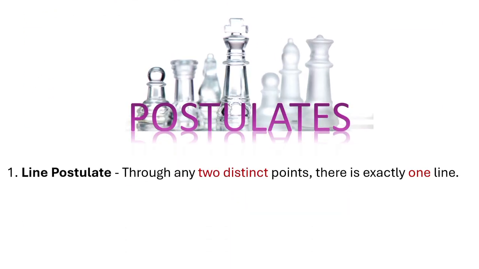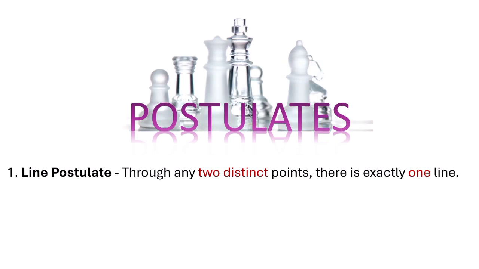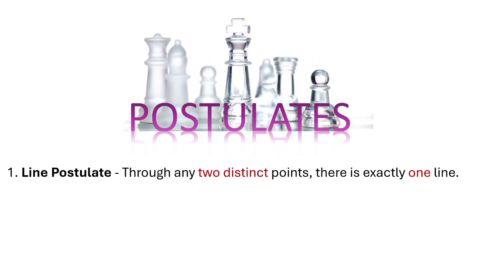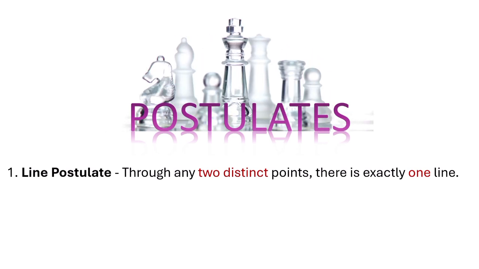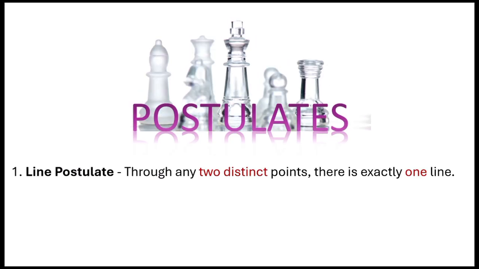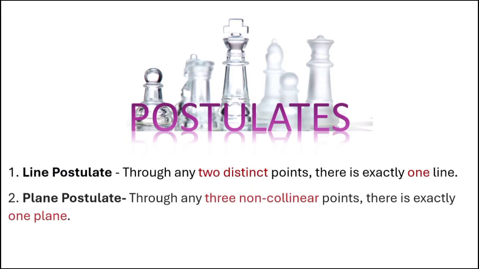Now, let's move on to the line postulate. What do we mean by line postulate? This states that through any two distinct points, there is exactly one line. You just need two distinct points in order to form a line. Then, the plane postulate states that through any three non-collinear points, there is exactly one plane. In order to form a plane, you just need three non-collinear points.